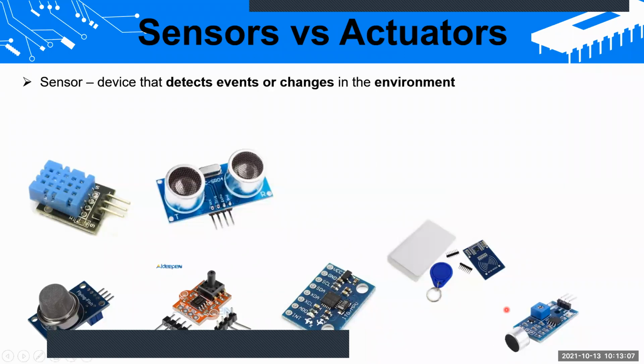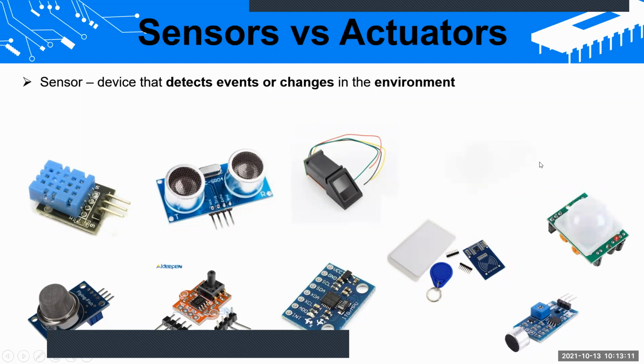Then we have microphones, fingerprint scanners, and sensors to identify whether there is a human being or a life form in a kind of closed area. We can sense those things as well. So these are the types of sensors. We are going to discuss these things in detail in the coming lectures.